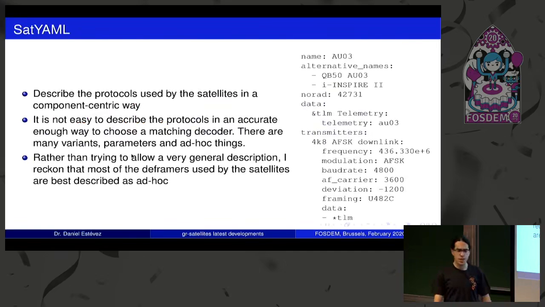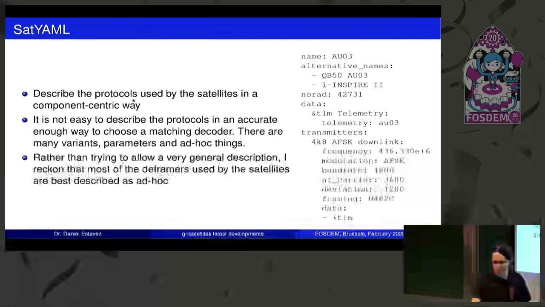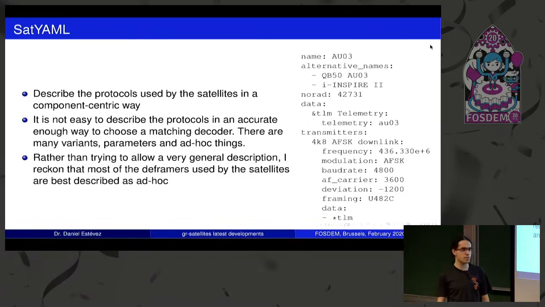So let's look at SAT-YAML. The example here is actually the SAT-YAML file for the satellite I'm using as example in this talk. The idea is to describe the protocols that the satellite is using in a component-centric way. And what I found is that many of the protocols are very ad hoc. So it doesn't make a lot of sense to try to chase all these specific parameters.